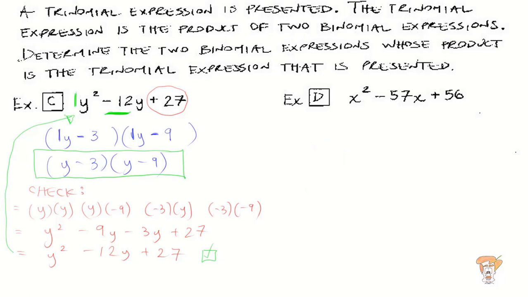In example D, notice the trinomial expression contains three monomials. The quadratic term in the trinomial has a coefficient of 1. Therefore, the first term in each of the binomials will be 1x. Notice the constant term is plus 56. That indicates to us that the factors that are going to be used to complete these two binomials are either going to be both positive or both negative. Notice the coefficient of the linear term in the trinomial is negative 57. Since the coefficient is negative, that indicates that the factors of 56 that we are going to use to complete these two binomials are going to be both negative. Let's look at the factors of 56.